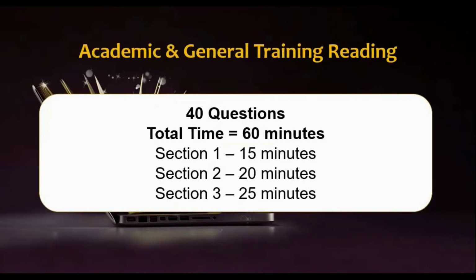Total time is 60 minutes for both academic and general reading. Section 1 is the easiest and section 3 is the hardest. That's why it's better to spend 15 minutes in section 1, 20 minutes in section 2 and 25 minutes in section 3. You need to finish writing and checking within this time. You must write all the answers in the answer sheet directly because you don't get extra time to transfer your answers.